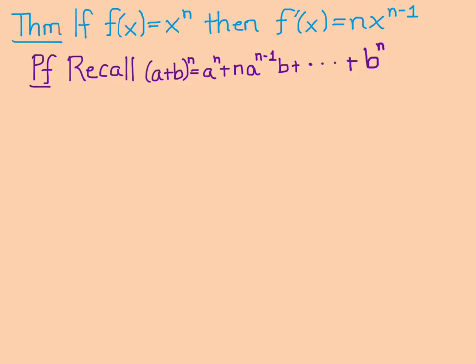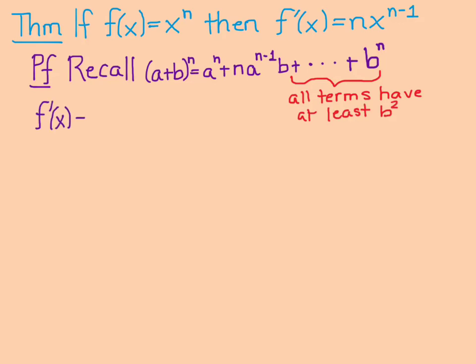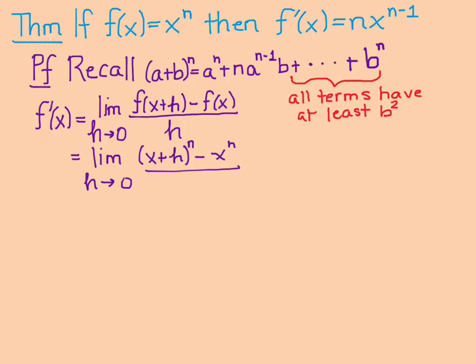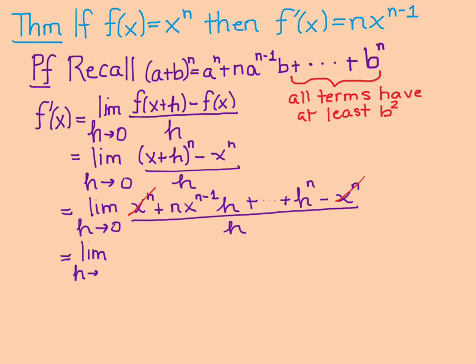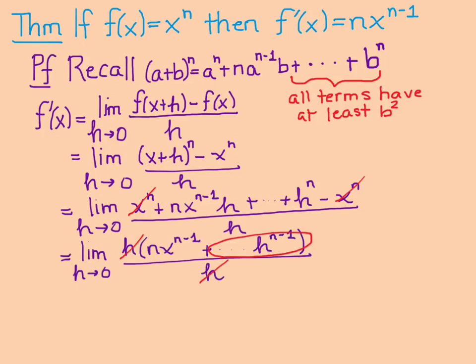This is a fact that you should have seen in your Algebra 2 class in high school. The most important thing about this is that all of the last terms of this sum have at least a b squared in them. So using the limit definition of the derivative, we can simplify everything out to end up with n times x to the n minus 1. I know that this proof went by very quickly, but you're not going to be tested on it. This is mostly just to verify for you that this actually works.